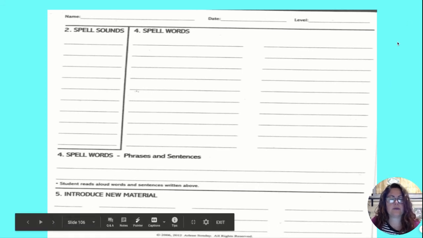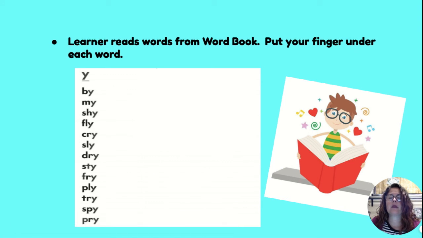Also, let's trace. So Y says I at the end of a short word. Y says I at the end of a short word. Okay, now we're going to practice reading words that use this rule. So take a moment, pause the video, and read these short words with a Y at the end that say I.